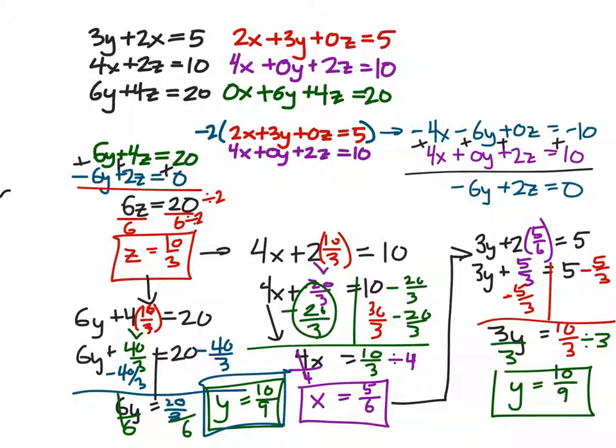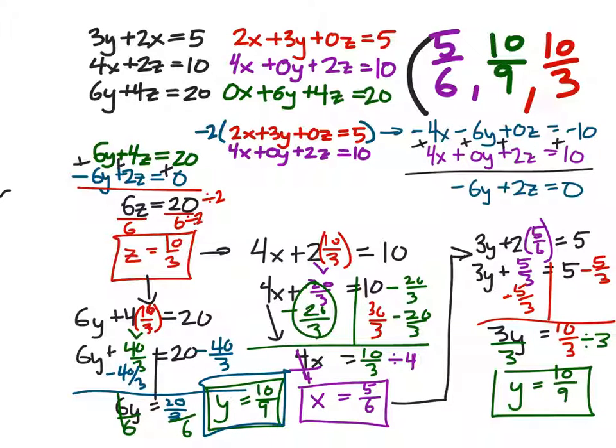So when we come up here to write our answer, we'll write it as an ordered triple. So I got my parentheses, I got my x value, which was 5/6. I got my y value, which is 10/9. And my z value, which was 10/3.